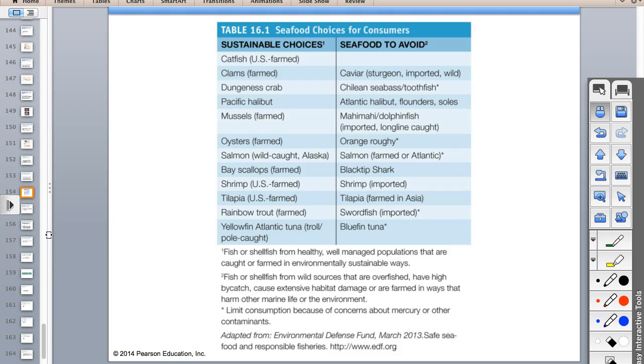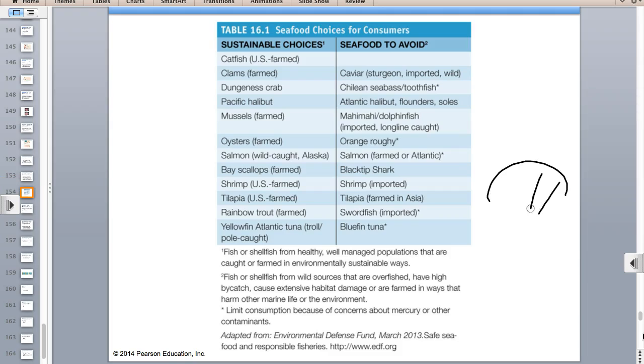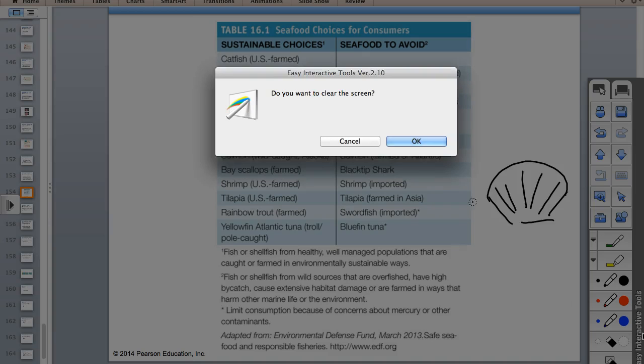Yes? Where would scallops fall in that? Bay scallops, right there. Do you know what a scallop is, though? It's kind of like a mussel clam type thing. No, a scallop looks like a big, pretty circle. I like scallops. I don't talk bad about scallops. That's my jam. I want to go eat some scallops now.